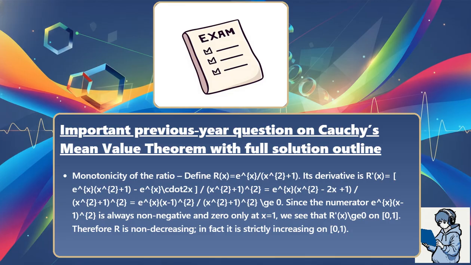0. Since the numerator e to the x times (x minus 1) squared is always non-negative and 0 only at x equals 1, we see that r prime of x is greater than or equal to 0 on 0 to 1. Therefore, r is non-decreasing. In fact, it is strictly increasing on the open interval 0 to 1.